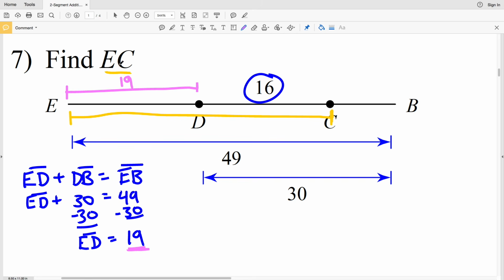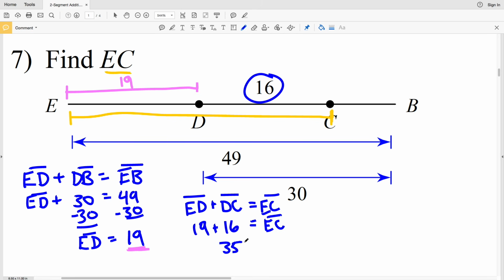But remember, I'm trying to solve for E to C. I can see that segment ED, which we just solved for, plus segment DC equals segment EC, which is what I want to know the length of. So ED is 19 plus DC, which is 16, equals the length of segment EC. 19 plus 16 equals 35, so 35 is the length of segment EC. So 35 is my answer in number 7.